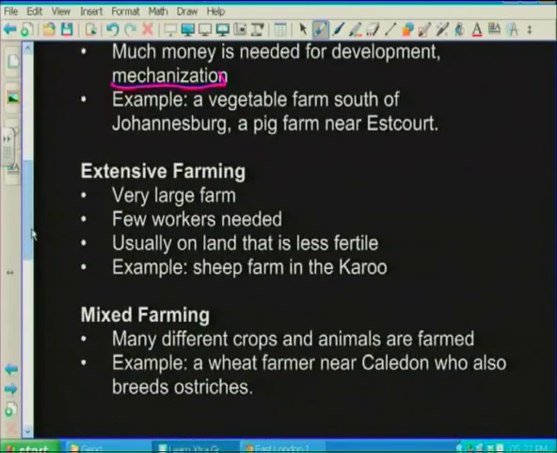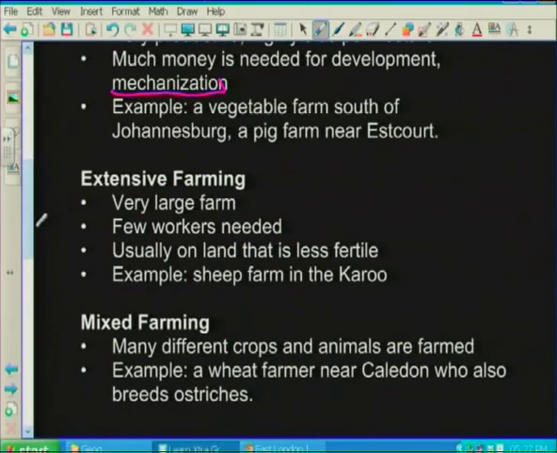But then we also get extensive type of farming, where we're doing things on a large scale. There's the word large. So few workers, usually it's on land that is less fertile than usual. An example of this would be your sheep farming in the Karoo or the Northern Cape, where it's a wide, expansive area that we're farming on.